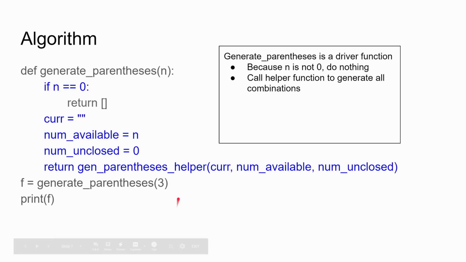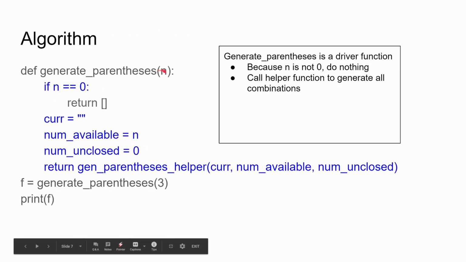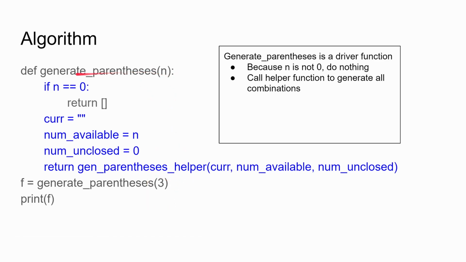For the algorithm, function generate parentheses will take n, which will be in this case 3. Generate parentheses is a driver function. Because n is not 0, this statement does nothing, and then it will initialize current to be an empty string, and it will initialize number available to be n's value, which in this case is 3. It will initialize number unclosed to be 0. Then we'll call its helper function gen parentheses helper, which will take the input of current, number available, which would be 3, and number unclosed, which would be 0.